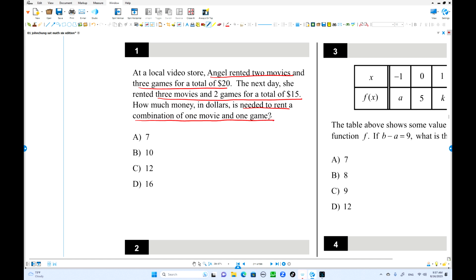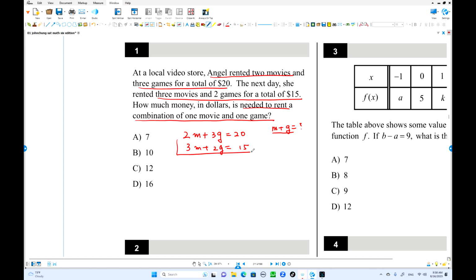So we're going to set up the equations. Two movies, 2m, plus three games, 3g, equals 20, using two variables. The next day, three movies, 3m plus 2g, total is $15. But we're going to find one movie and one game. When a question asks something like this, I told you to try to add or subtract first.